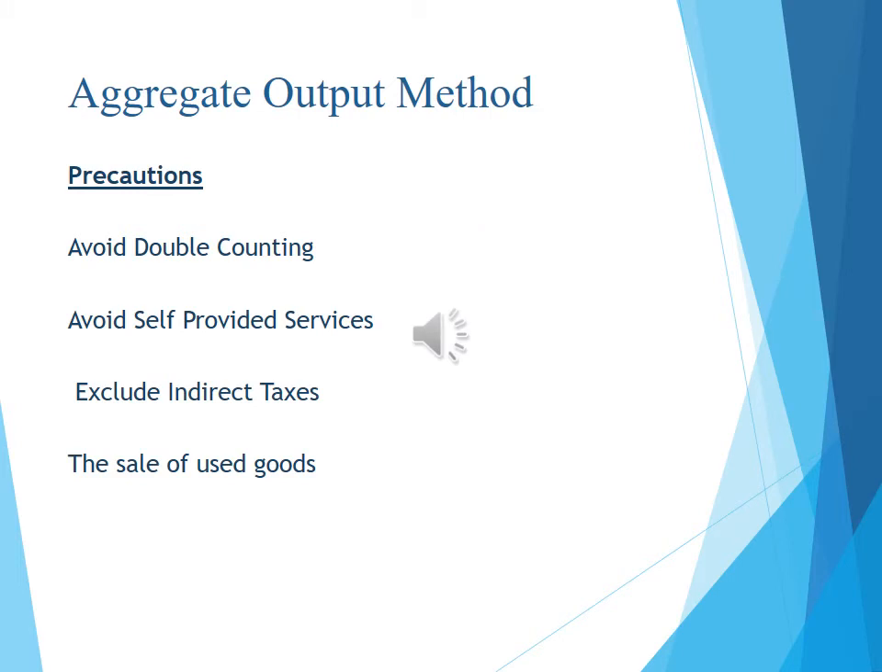Here are some precautions that must be undertaken if we measure the national income by using the method of aggregate output. The first precaution is that we should avoid the double counting. Yes, there is the risk of double counting. The reason behind is that when a commodity is produced, it passes through different productive stages. It may be possible that we count the same thing for many times.